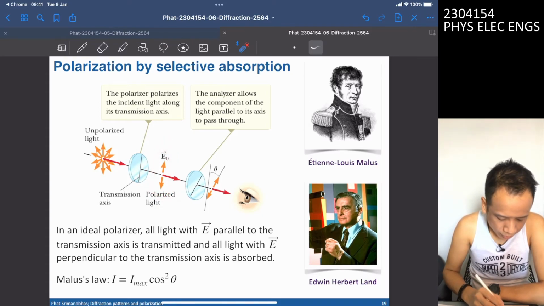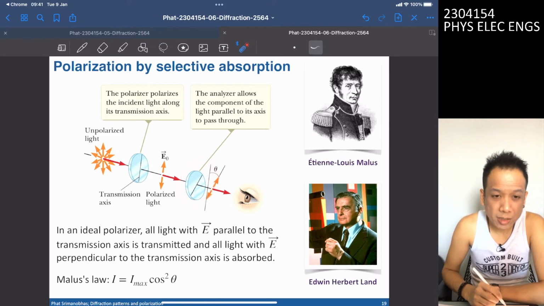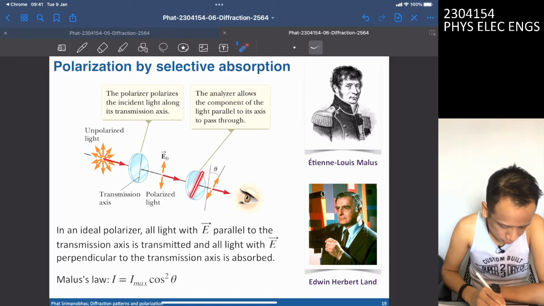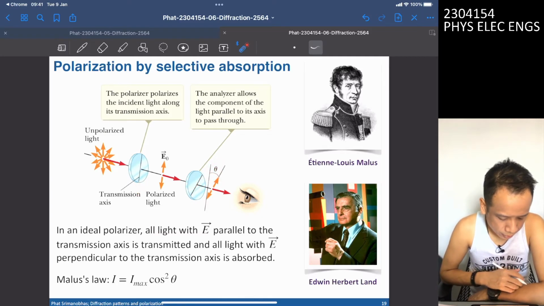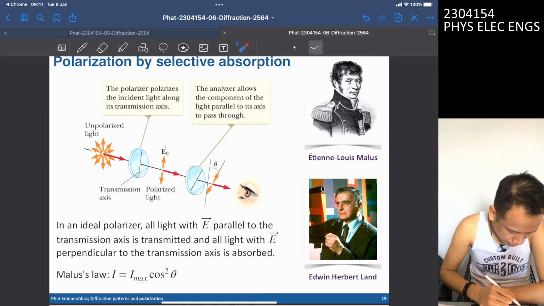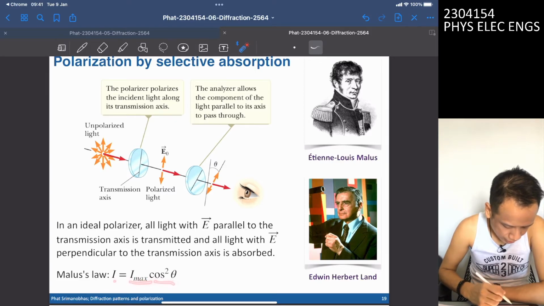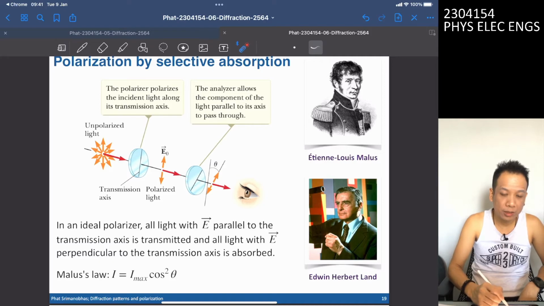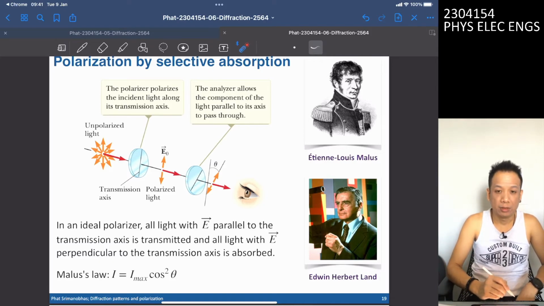And then you have the second polarizer, which we call the analyzer. The analyzer has its transmission axis at an angle theta with respect to the polarizer. In this case, we can calculate the intensity from Malus's law: I equals I max cosine squared theta, where theta is the angle between the transmission axis of the polarizer and the transmission axis of the analyzer.